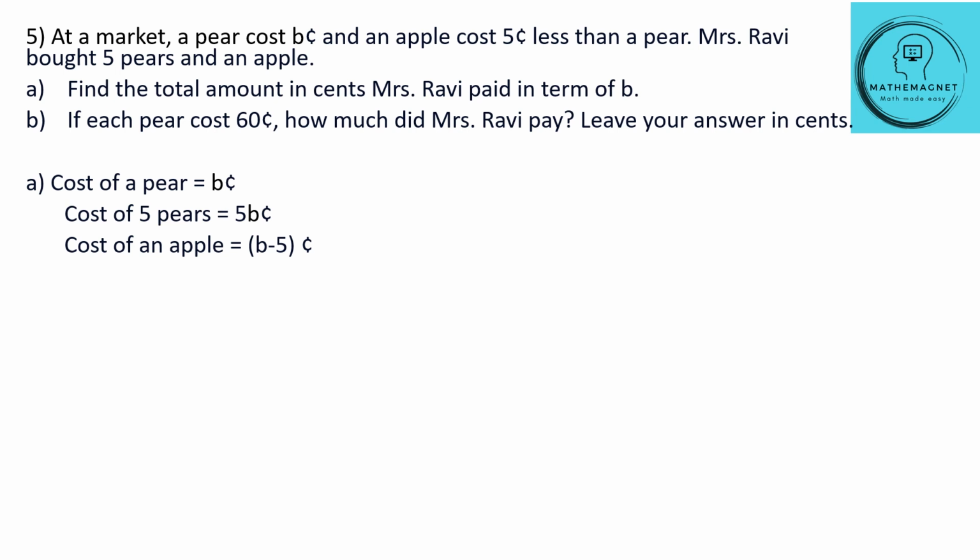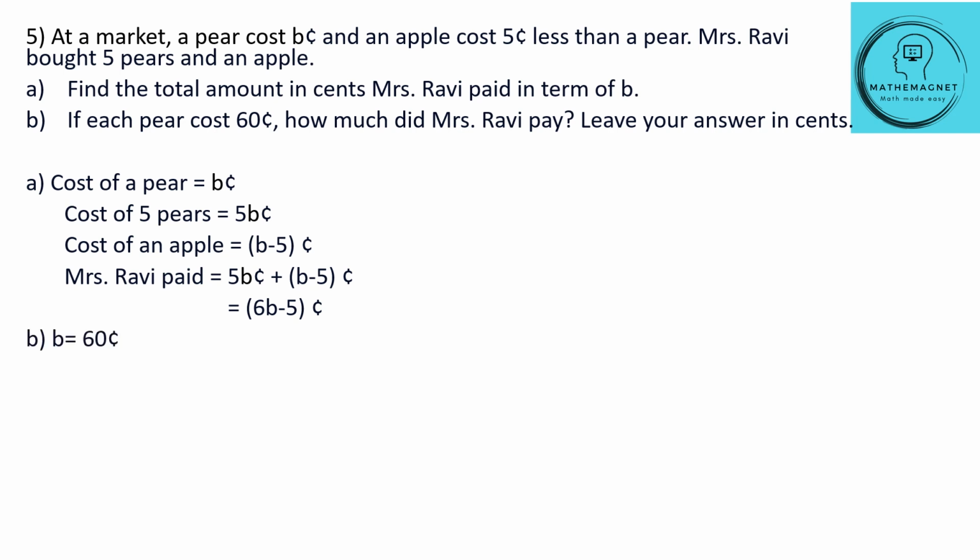So cost of an apple is b minus 5 cents. So Mrs. Ravi paid 5b cents for the 5 pears and b minus 5 cents for one apple. So it is 5b plus b minus 5 cents, which is 6b minus 5 cents.